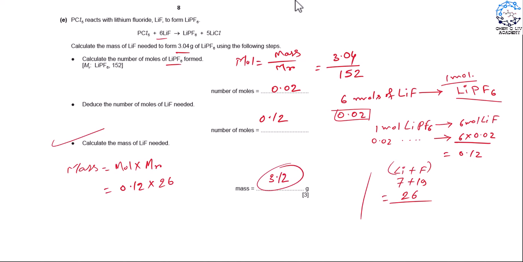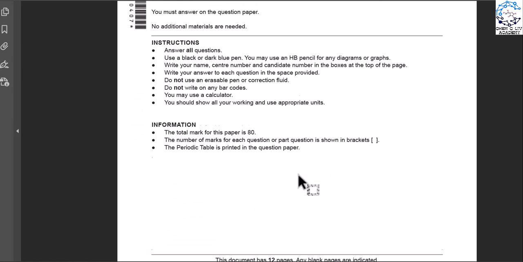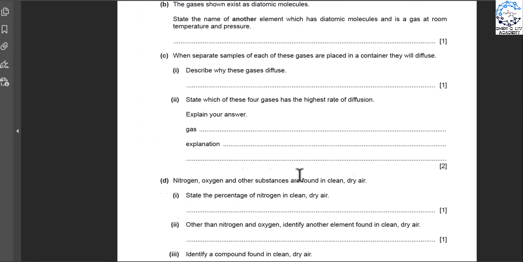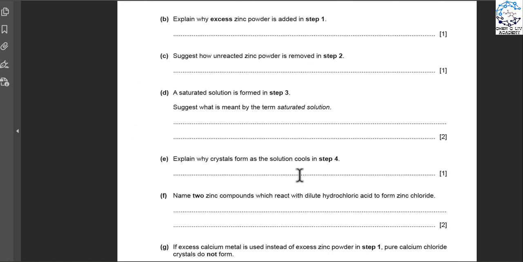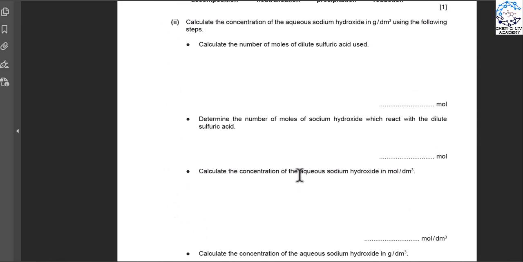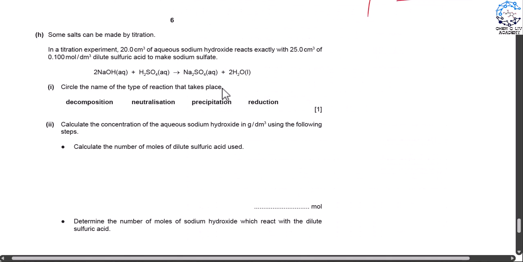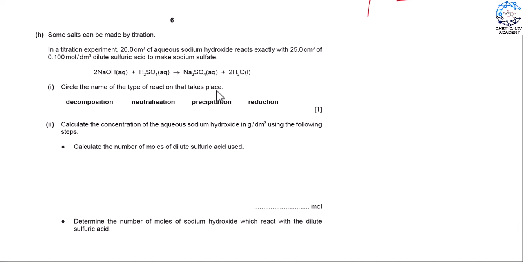So this is from the 2020 paper. Let's see the next year paper. So this is our 2021 paper, and just check it out. Where is our mole concept question? Yeah, here it is. Okay, so a big question. It's a neutralization reaction question. So here's a titration experiment.